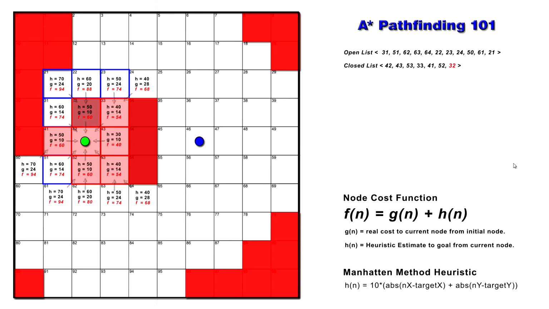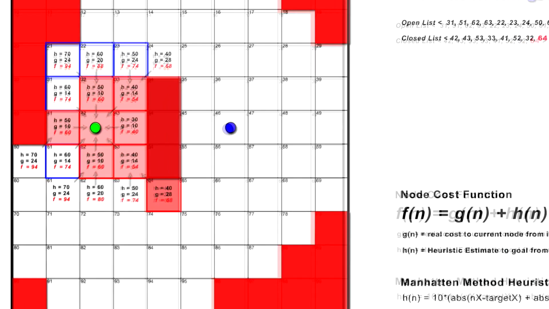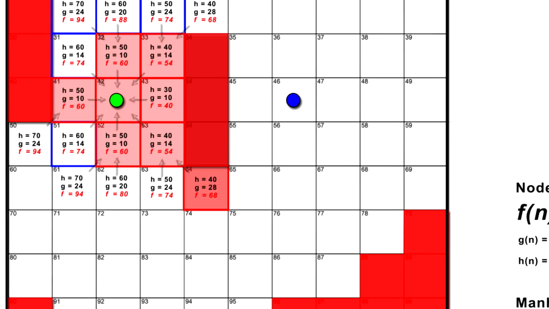So now we step into the next iteration of the loop, and there's actually two nodes that could possibly come off the open list for us in the next iteration. We have node 24 and node 64, which both have the lowest f-scores of 68. In this example, I'm going to assume that node 64 comes off the open list first. So we check it's not the target node. It isn't, so we add it to the closed list. Then we have to process its neighbors.